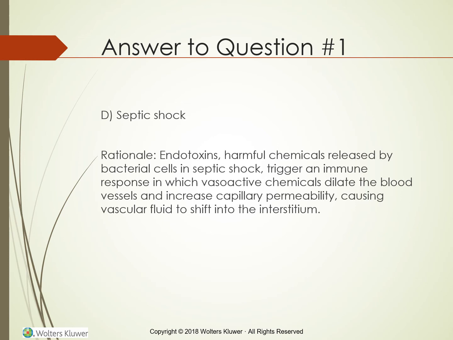The rationale: endotoxins, harmful chemicals released by bacterial cells in septic shock, trigger an immune response in which vasoactive chemicals dilate the blood vessels and increase capillary permeability, causing vascular fluid to shift into the interstitium.